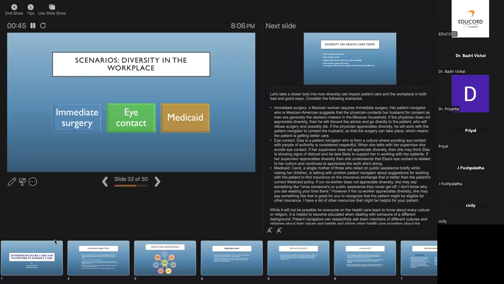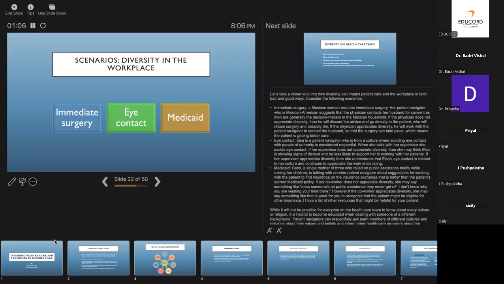If a patient requires immediate surgery, the patient's navigator will suggest that the physician contacts her husband for the consent, as he is generally the decision maker in the particular household. If the physician does not appreciate the diversity, he will discard the advice and go directly to the patient, who will refuse surgery and possibly die.